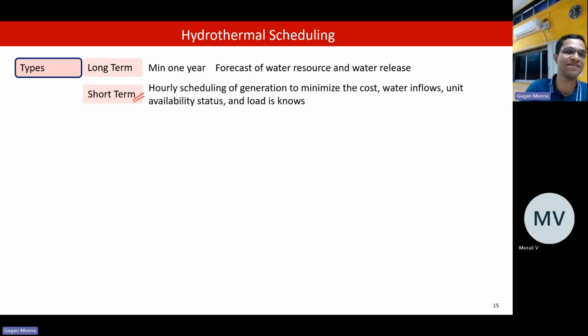And then short term is for daily, hourly scheduling of generators. We want to minimize the cost. Here we know normal summertime, it depends on the location of the hydro plant also. In summertime, you find water inflow is there because of the snow. Water inflow is quite high. Although it's uncertain, next hour we know what.